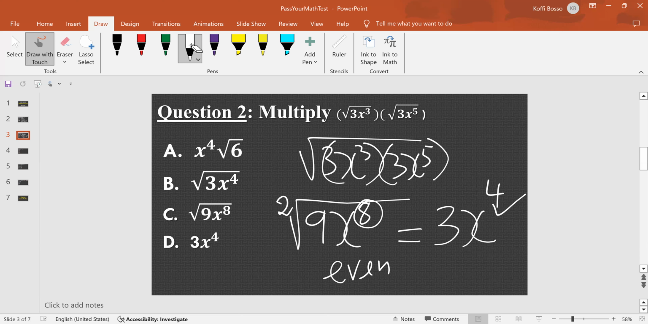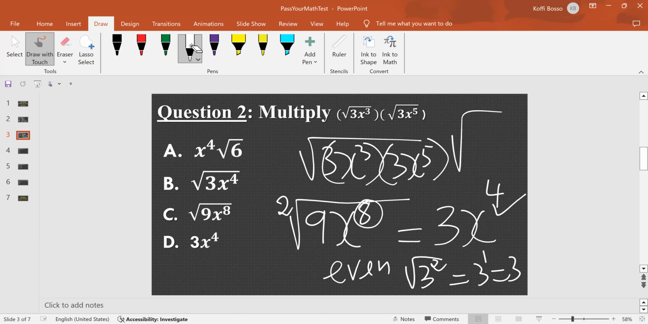You can understand the same concept as the reason we say square root of 9 is 3 is that 9 is 3 squared. Because the index for the square root is 2, and we have an even power, which is 2 here, 2 divided by 2 is 1. Therefore, the answer will be 3 to the 1 power, which is 3.